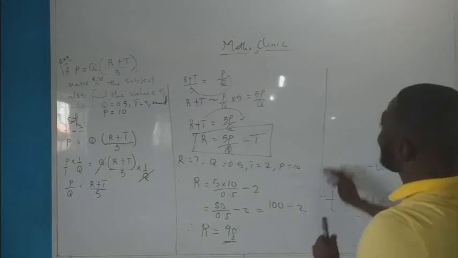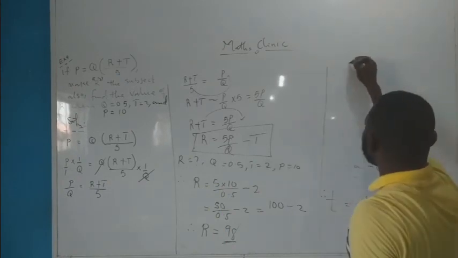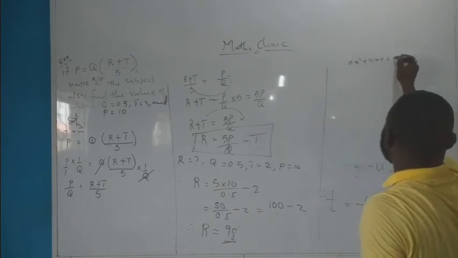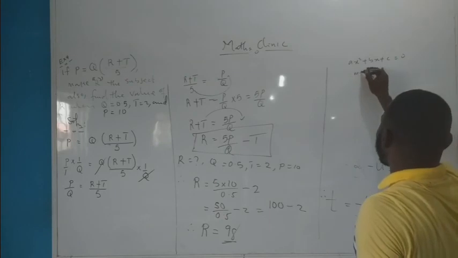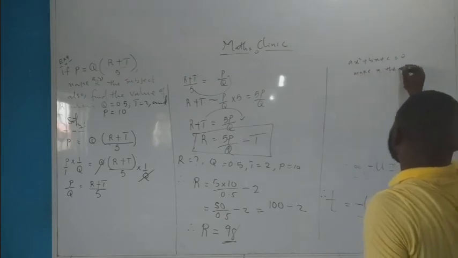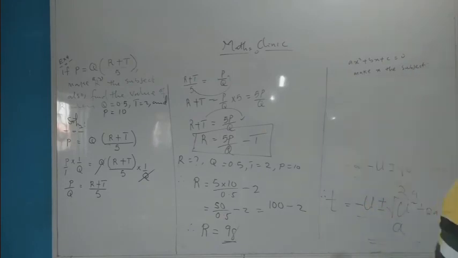So you can try this and you can make x the subject of the formula ax squared plus bx plus c equals to 0. Make x the subject. Thank you and God bless you.